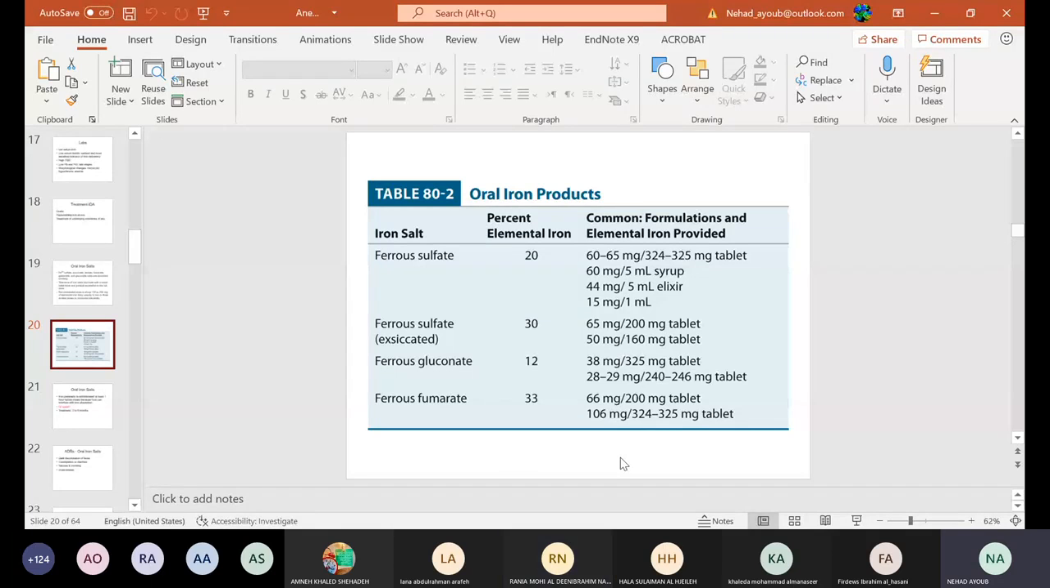Doctor, we have our hands raised. I can't see. Yes, Rania. How many tablets to hit the minimum 150 milligrams of elemental iron? 5 tablets, approximately 5 tablets, right?